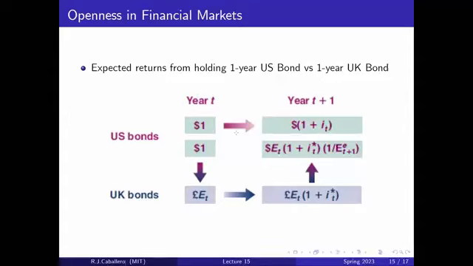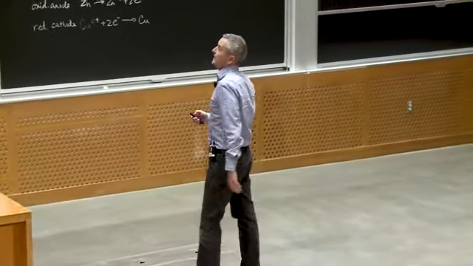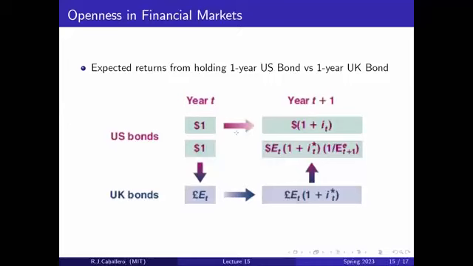Now, because we're open to financial markets, you're given the option to also invest in a British bond, a pound bond, that is as safe as the US bond, say. We're going to call that the UK bond. And I know, for example, that the UK bond is offering a 10% interest rate. So suppose that i star is 10%.